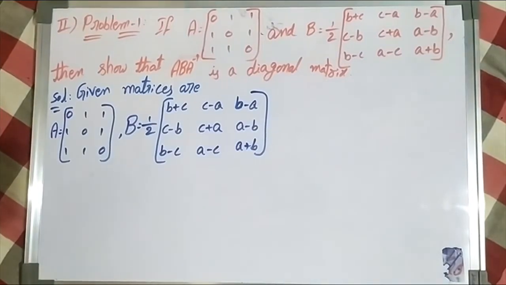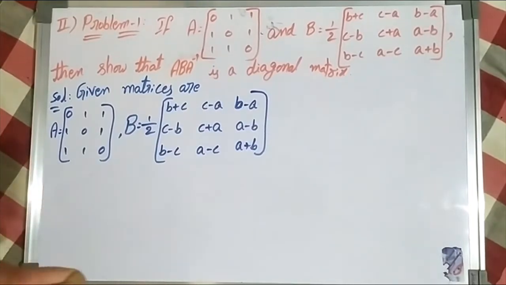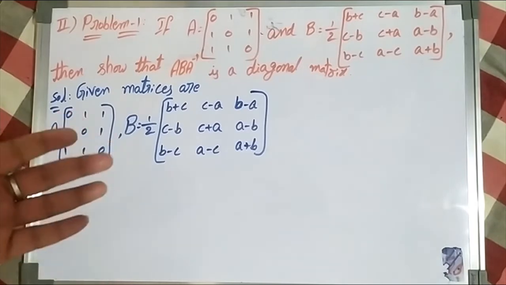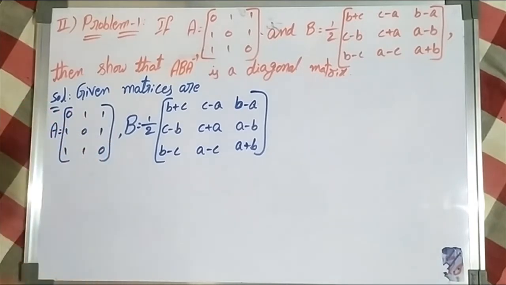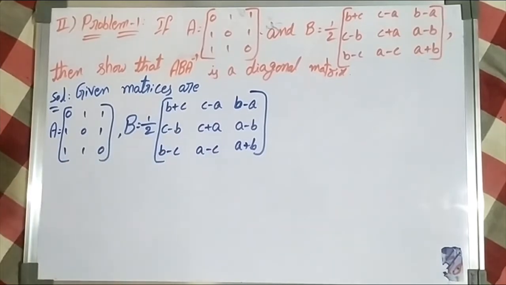The definition of a diagonal matrix is that only the diagonal elements are non-zero, and the non-diagonal elements are equal to 0. That matrix is called a diagonal matrix.